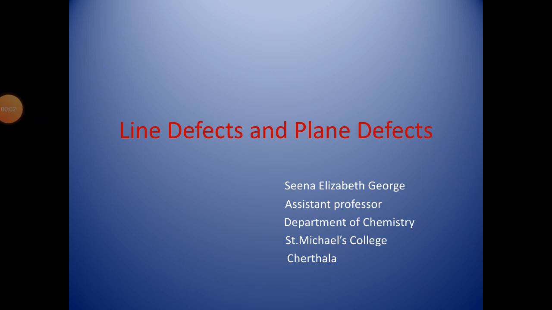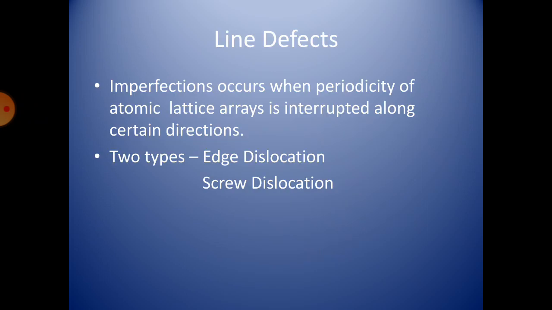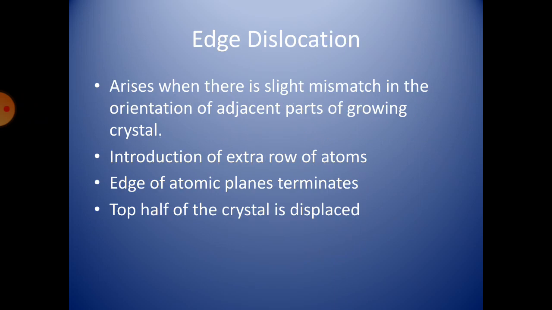In this presentation, I am dealing with the second half of the crystal defects, that is line defects and plane defects. In line defects, an imperfection occurs when the periodicity of the atomic lattice array is interrupted along certain directions in a crystal. Such interruptions occur along rows of a crystal structure and are called line defects. The most common type of line defect is dislocation. There are two types of dislocation, that is edge dislocation and screw dislocation.